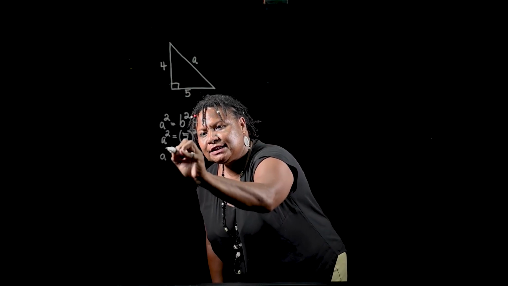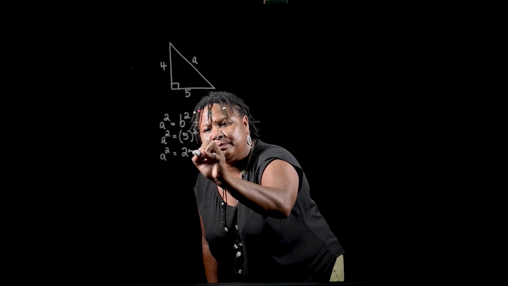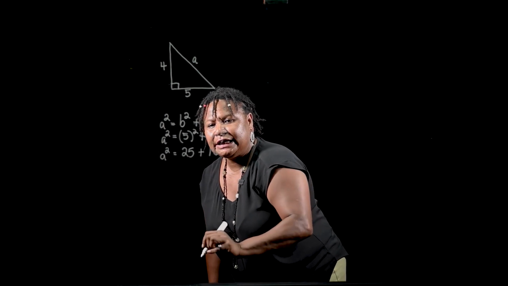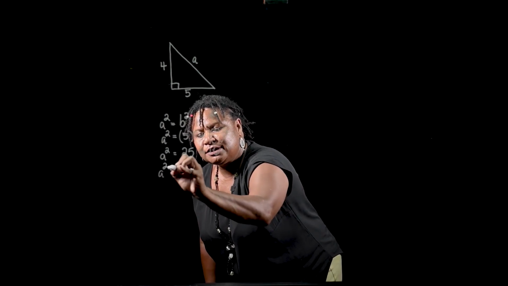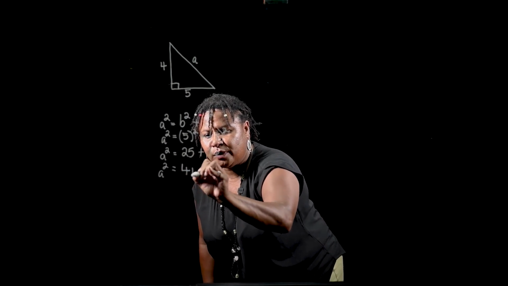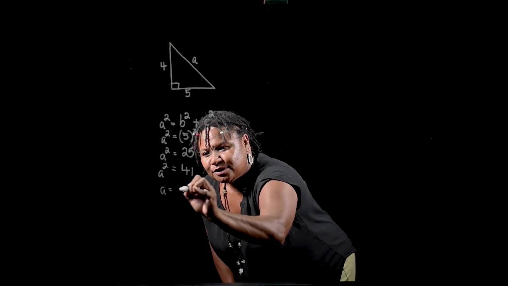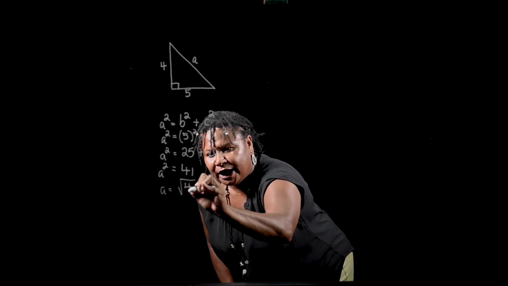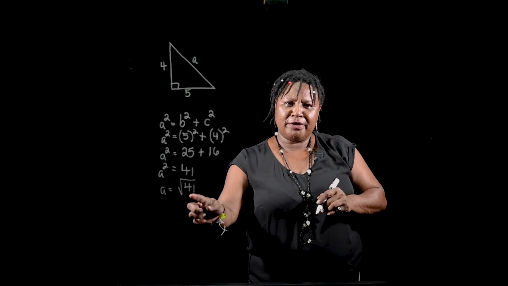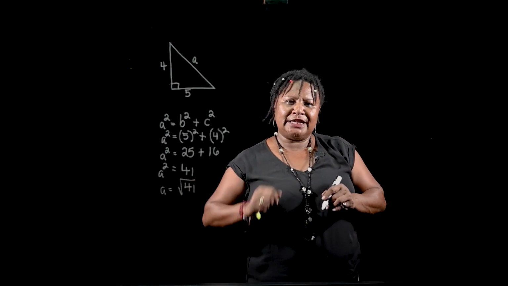Okay, a squared is equal to 5 squared is 25 plus 4 squared is 16. Okay, a squared is equal to 25 plus 16 is 41. Okay, and a is equal to the root of 41. Okay, root of 41. This is not a square number. How do we find that answer without using a calculator?